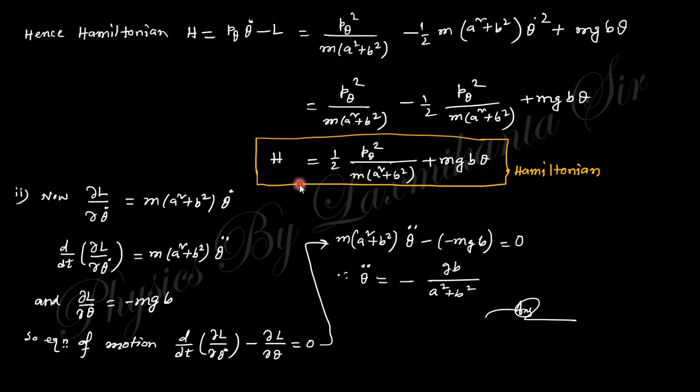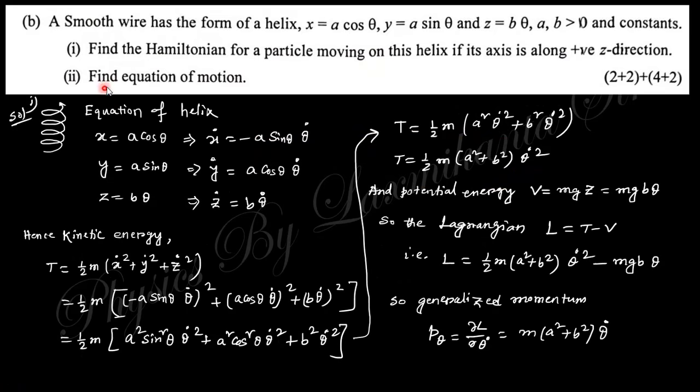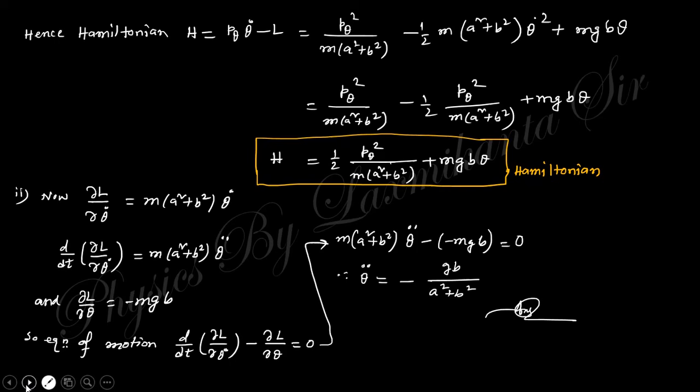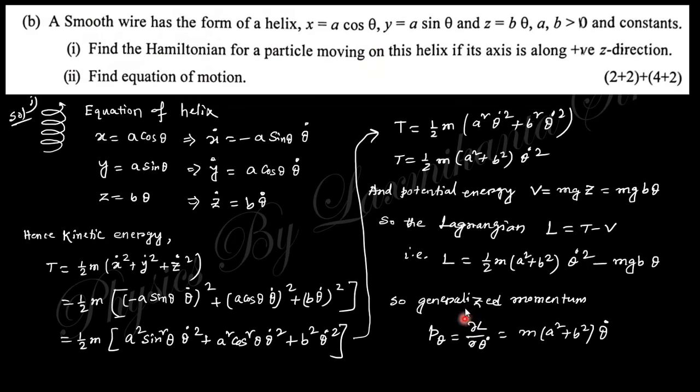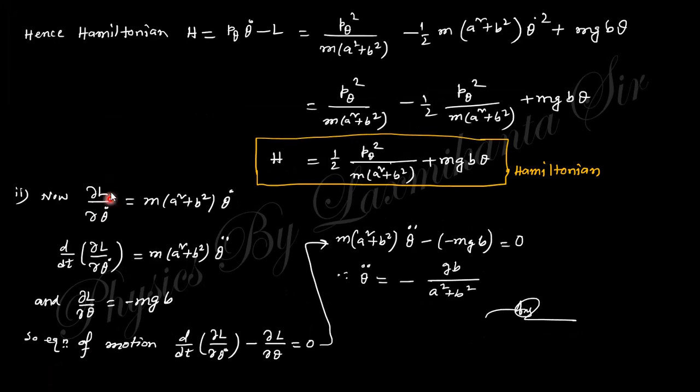So the Hamiltonian can be written in this form, that is p theta square by 2m (a square plus b square) plus mg b theta. Right. The next question says to find the equation of motion. To find the equation of motion, we need to find del L by del theta dot from this expression, which is the expression of the Lagrangian. From this Lagrangian, we find del L by del theta dot, and d/dt of del L by del theta dot is like that, and del L by del theta is like that.